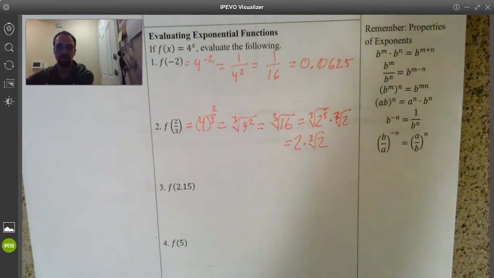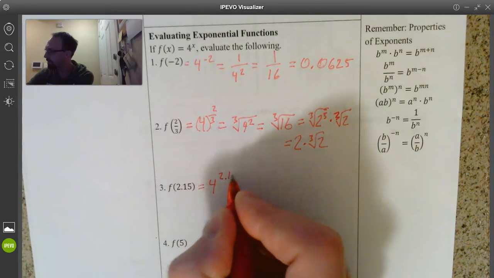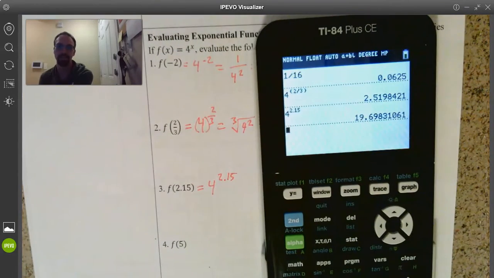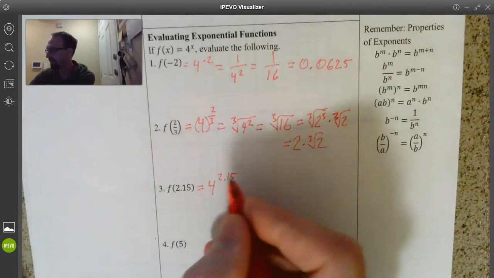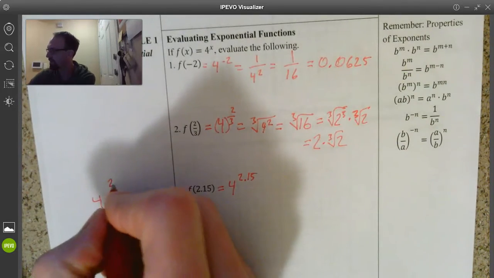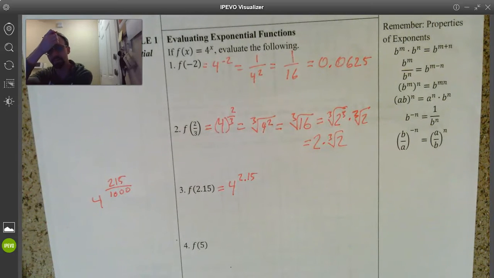And then 2.15, so again, if I put this in my calculator, I get this. Now what's really happening is, again, this I can convert to a fraction. I'm just going to show you off the side so you can see this is 215 over 1,000. So it's the 1,000th root of 4 to the 215th power. That can simplify, that reduces.